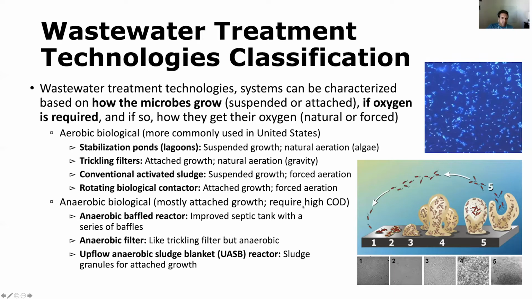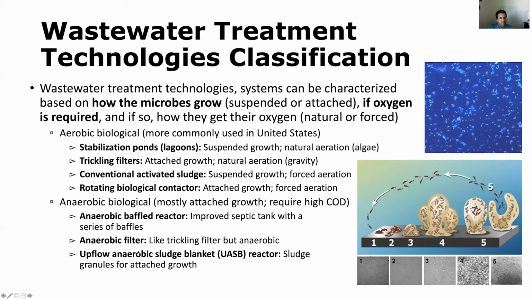In some small communities in the US, you might see anaerobic biological treatment systems. And at the household level, the septic tank is another example of an anaerobic treatment system for wastewater produced at the household. The anaerobic baffled reactor is one type of system that's used, which is anaerobic and biological. It would be like an improved septic tank, which has a series of baffles to encourage less sludge production and better performance in some cases.